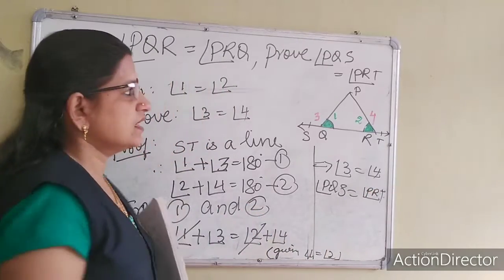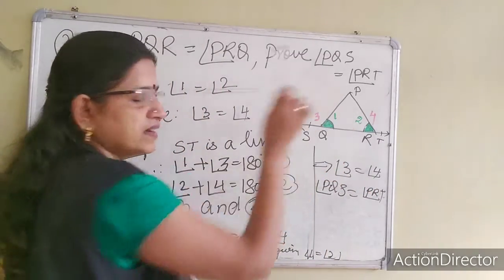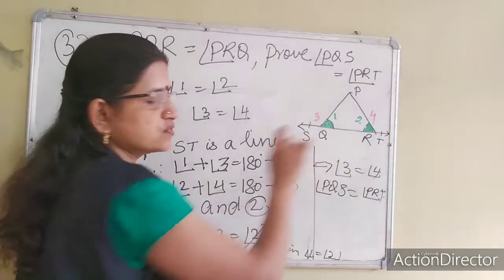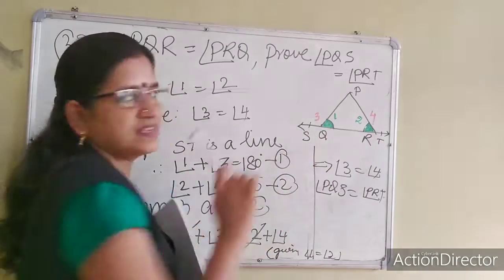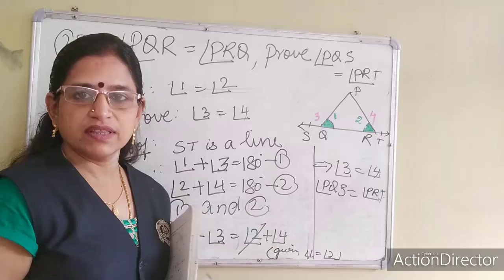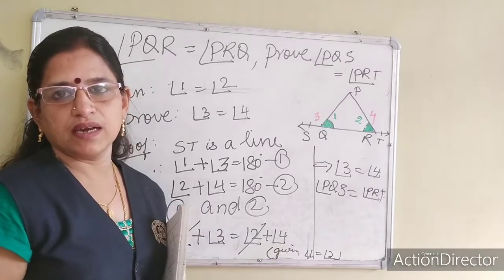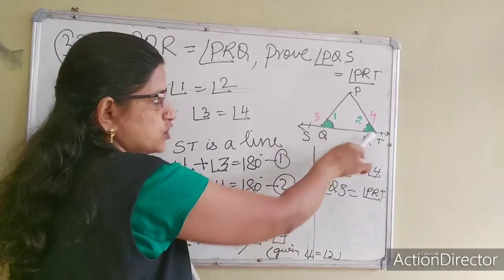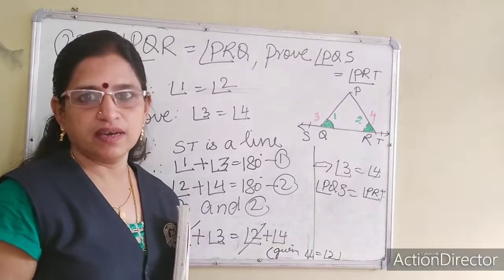Let me explain once again. In this figure it is given angle 1 is equal to 2. So you shade this one and you have to prove 3 is equal to 4. So you find whether linear pair property or vertical angle property. Here you are having a straight line. So you should go for linear pair.